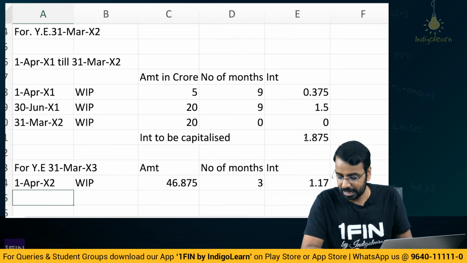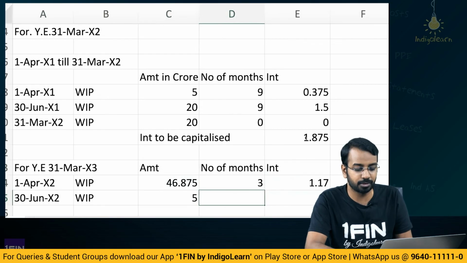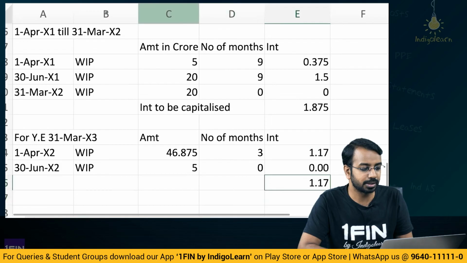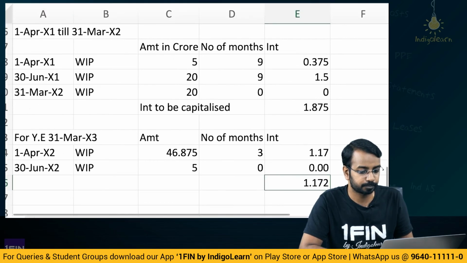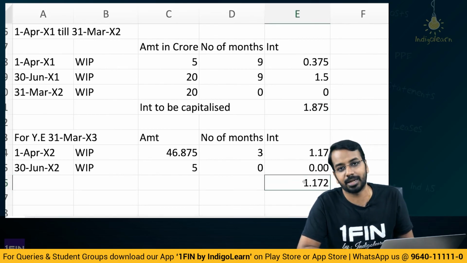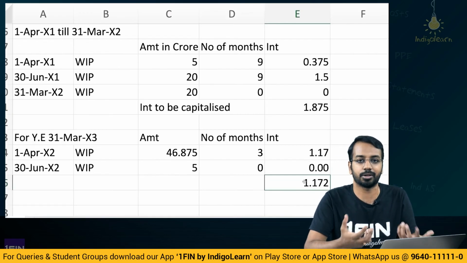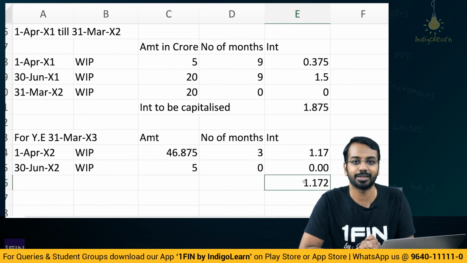Then, after that 30th of June of year 2, WIP, how much is spent? 5, number of months 0, interest also is 0. So, in the second year, you will capitalize interest of 1.17, or you can increase the decimal by 1, which is 1.172. Right. So, in year 1, you will capitalize interest of 1.875 and in year 2, you will capitalize interest of 1.172. And in this case, you are not capitalizing more than the borrowing cost because the total borrowing is 50 crores and 10% is what you have been paying.